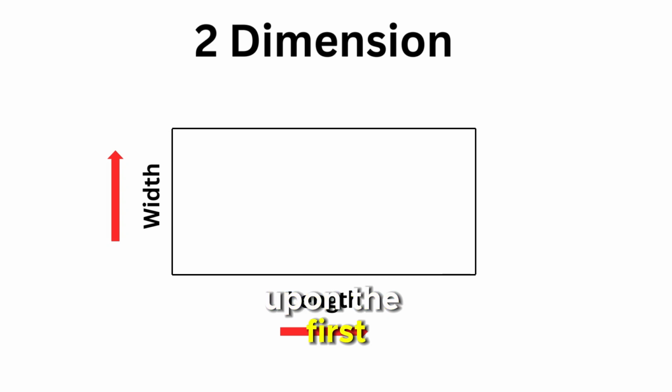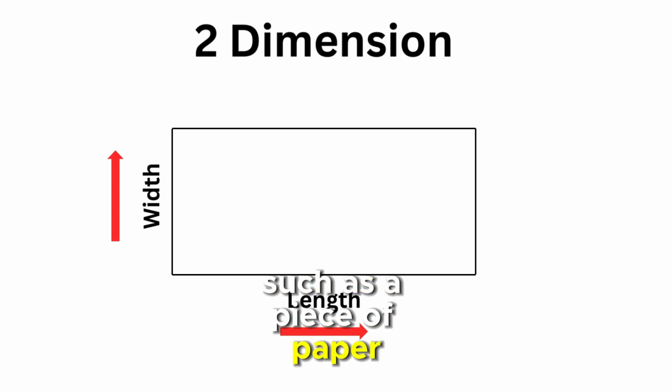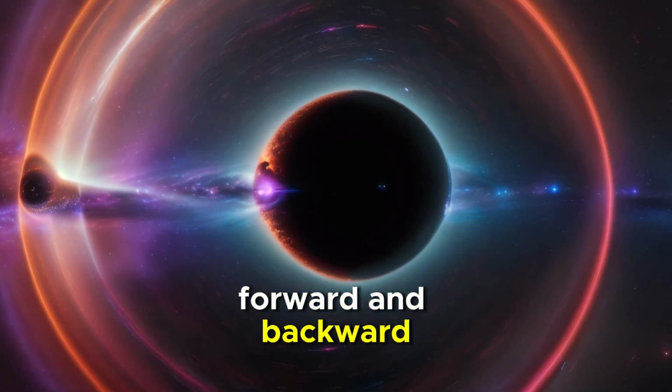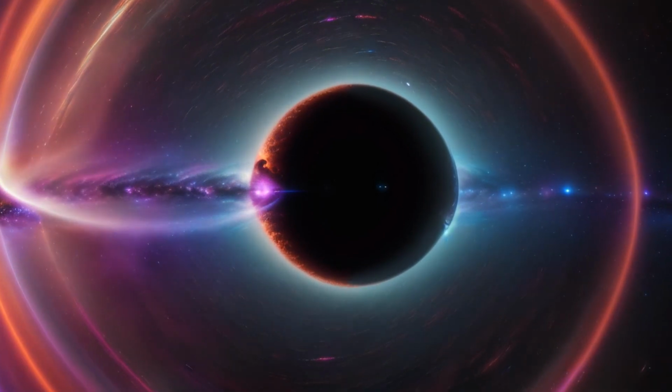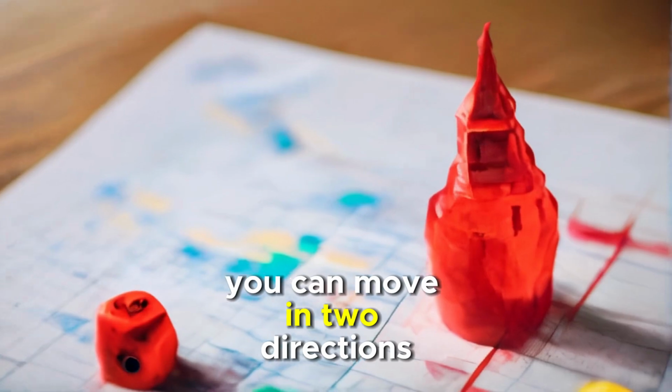expands upon the first by introducing width in addition to length. It's like living on a flat surface, such as a piece of paper, where you can move not only forward and backward, but also left and right. Picture it as if you're playing a game on a sheet of graph paper. You can move in 2 directions, along the rows and columns.